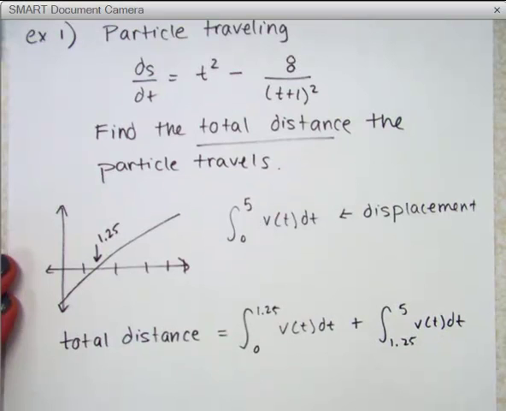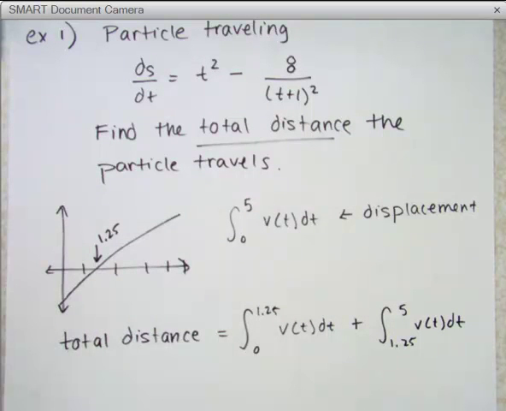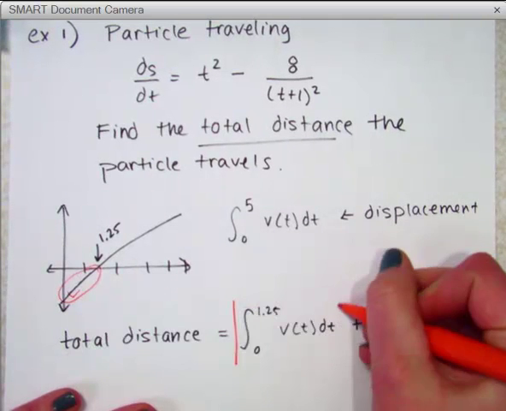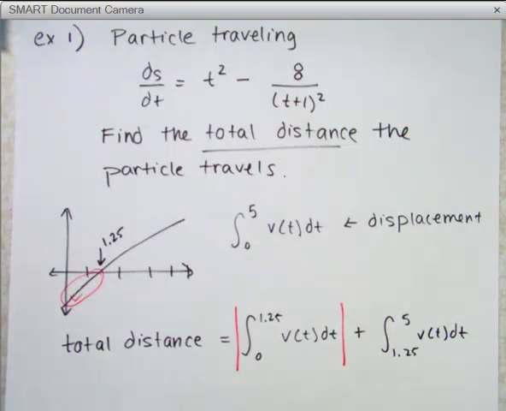But this isn't even quite correct yet for the total distance equation. What am I missing here? Yes, which one do I need the absolute value on? Why is that? It's below. Yes, this part is below the x-axis, so I need an absolute value sign on that integral.